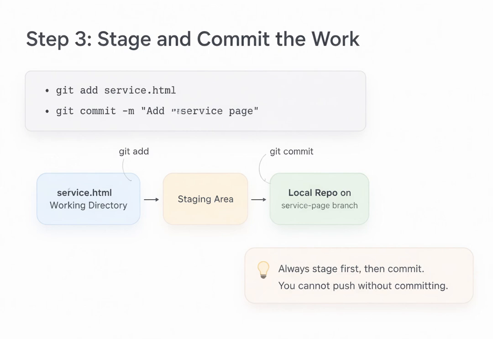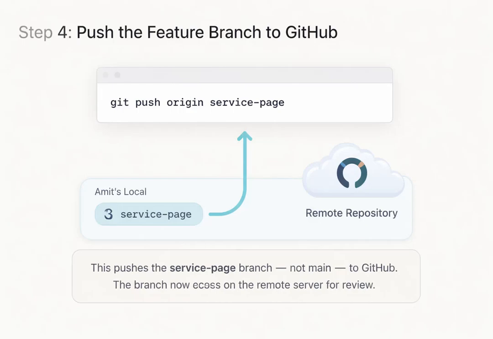Only after this commit is the work officially saved in his local repository and ready to be pushed. Skipping the commit means you simply cannot push. Git won't allow it. Now, Amit pushes his feature branch to GitHub using git push origin service page.